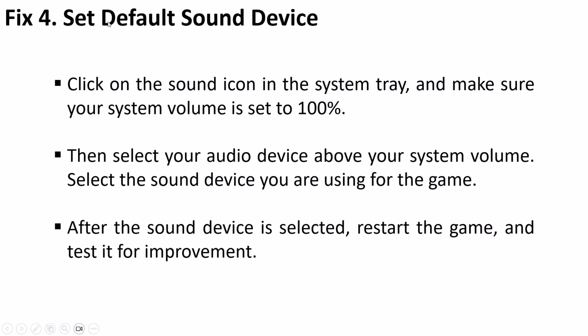Fix 4. Set default sound device. So click on the sound icon in the system tray and make sure your system volume is set to 100%. Then select your audio device above your system volume. Select the sound device you are using for the game. After the sound device is selected, restart the game and then test it for the improvement.